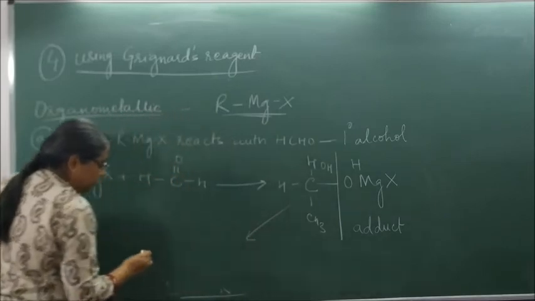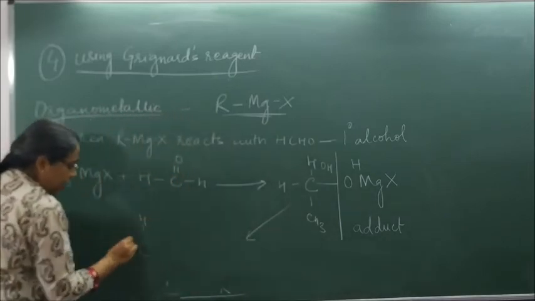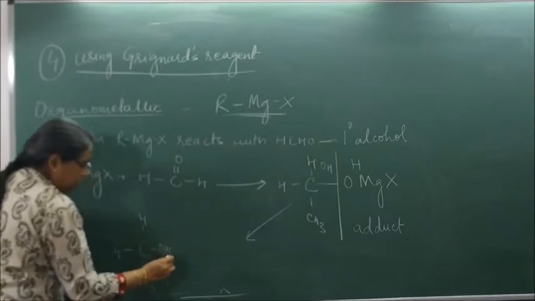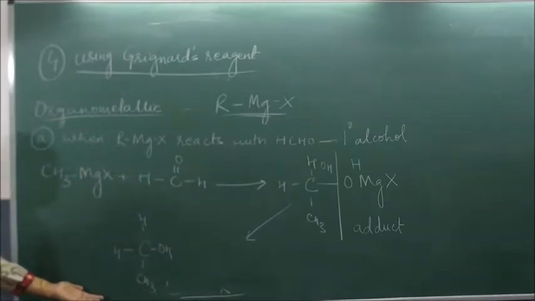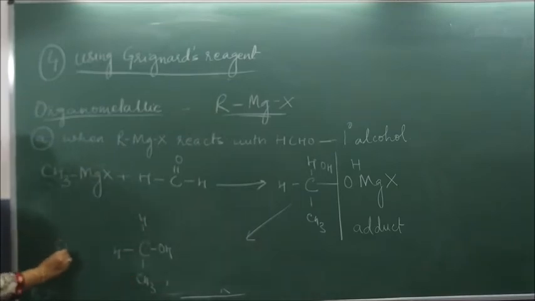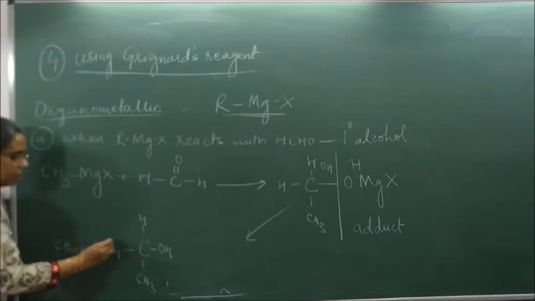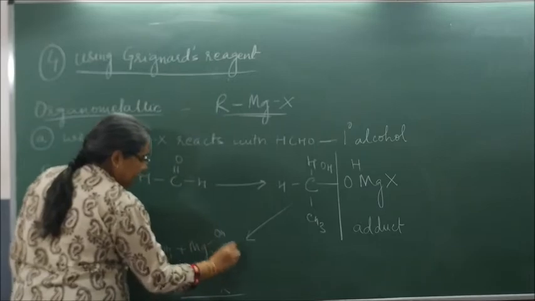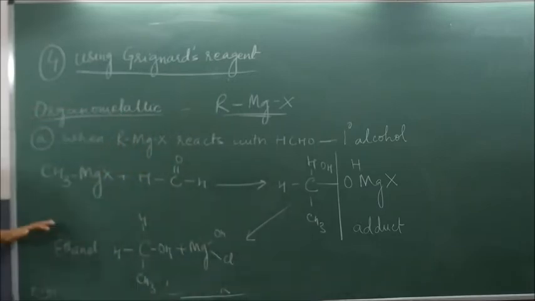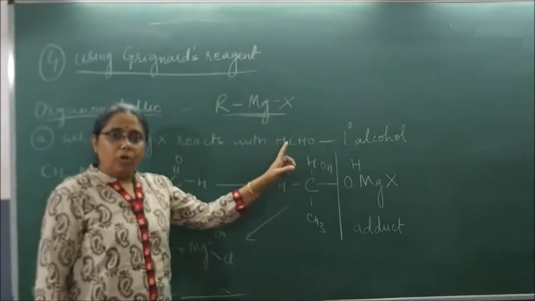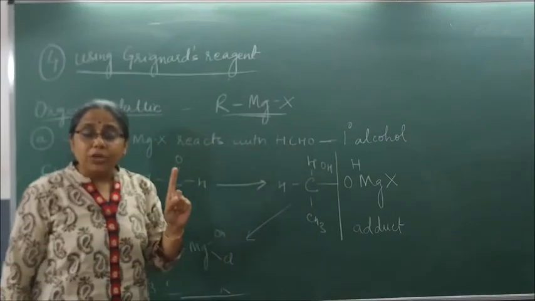You will get a product as what? CH3, CH2, OH. What alcohol is this? Ethanol. Okay? CH3, CH2, OH. This is called ethanol. And what do you get along with it? Mg, OH and Cl. So the first equation here, whenever I want a primary alcohol from Grignard's reagent, I should always react it with what? Formaldehyde.